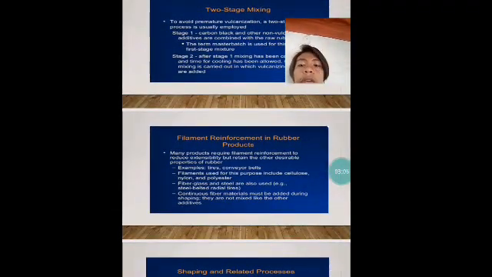Many products require filament reinforcement to reduce extensibility but retain the other desirable properties of rubber. Examples: tires and conveyor belts. Filaments used for this purpose include cellulose, nylon, polyester, fiberglass, and steel. In steel belted radial tires, the fiber materials must be added during the shaping. They are not mixed like the other additives.